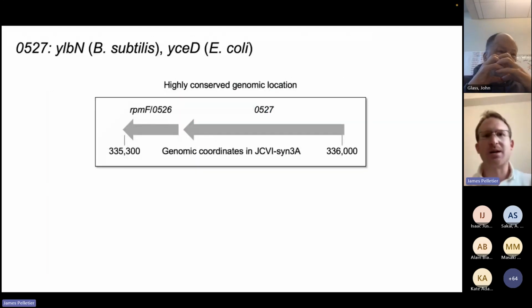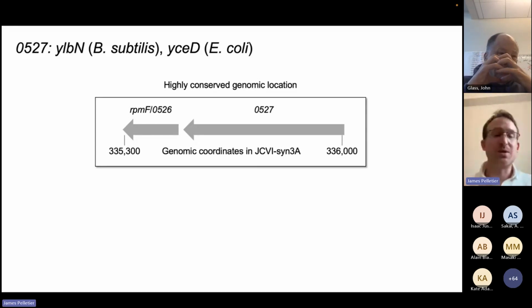So focusing on our plans to follow up on possible functions for some of these genes, gene 527, why have we annotated it as YLBN, or it has a different name in E. coli, YCED? For one thing, across almost all bacteria, it's almost always upstream of, to my knowledge, it's always upstream of RPMF, which is a large ribosomal subunit.